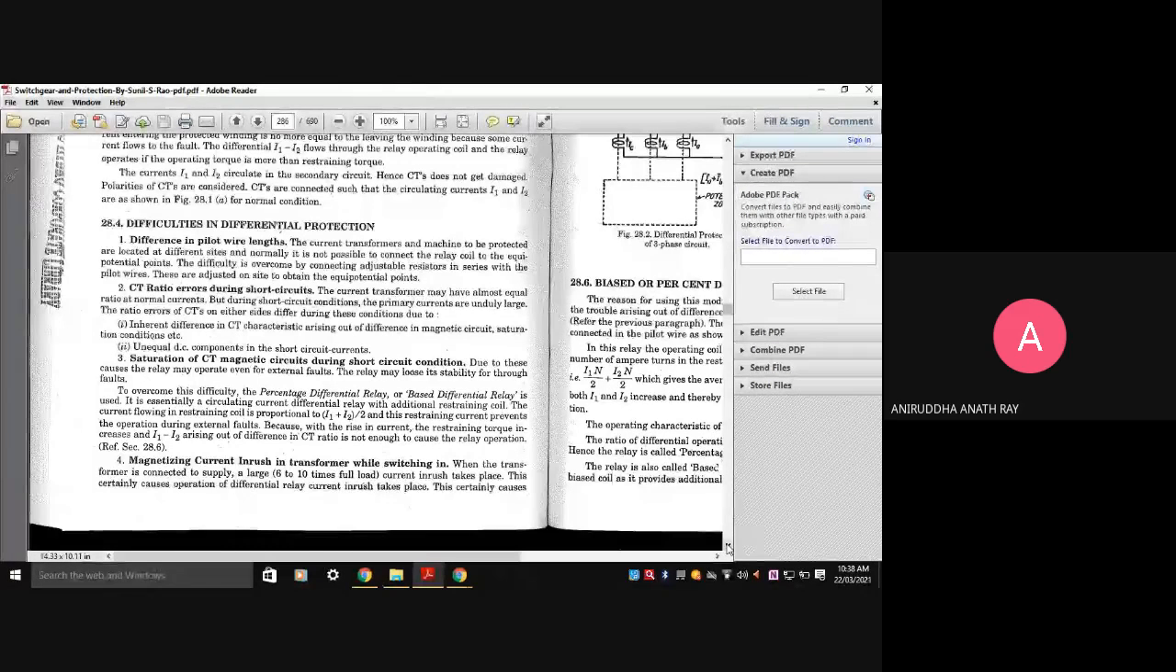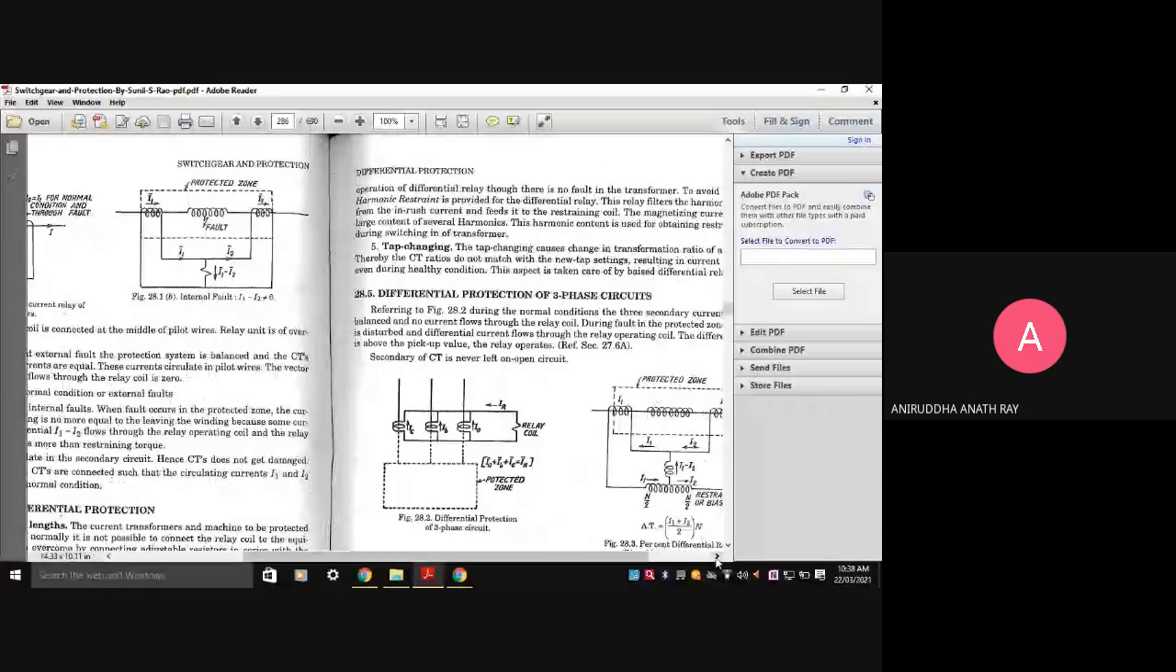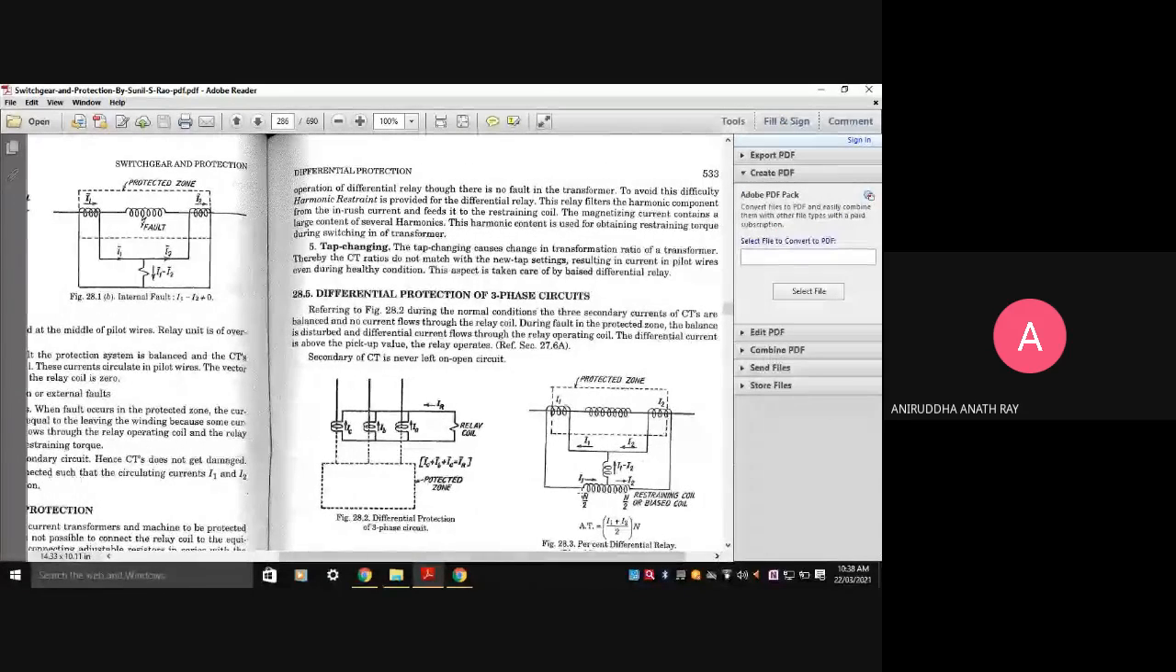It is essentially a circulating current differential relay with an additional restraining coil. The current flowing in the restraining coil is (I1 plus I2) by 2, the restraining current. Let me show a diagram over here. You can see this is called the percent differential relay, and an additional restraining coil is used over here.